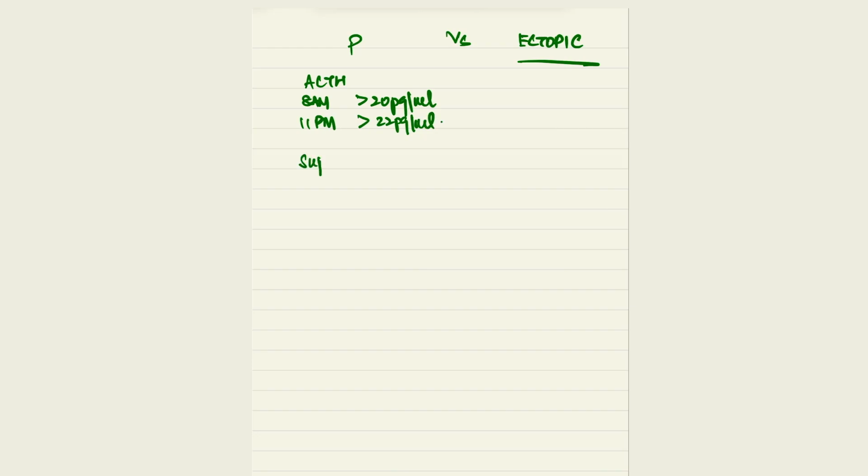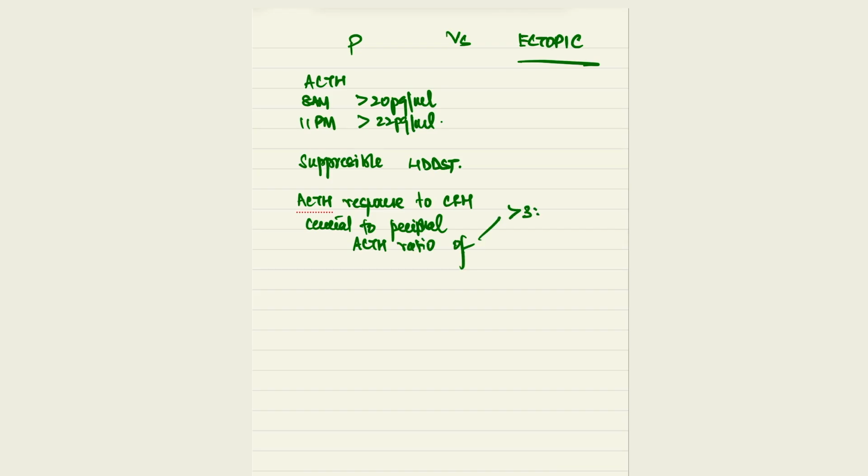So there are 3-4 pointers that point towards pituitary versus ectopic Cushing's. One is an ACTH value of more than 20 picogram per ml at 8 am, or more than 22 picogram per ml at 11 pm. Then we have a suppressible high dose DEXA suppression test. We have ACTH response to CRH, and we have a central to peripheral ACTH ratio of either more than 3:1 in case of stimulated, or unstimulated more than 2:1. So this will point towards the pituitary cause.